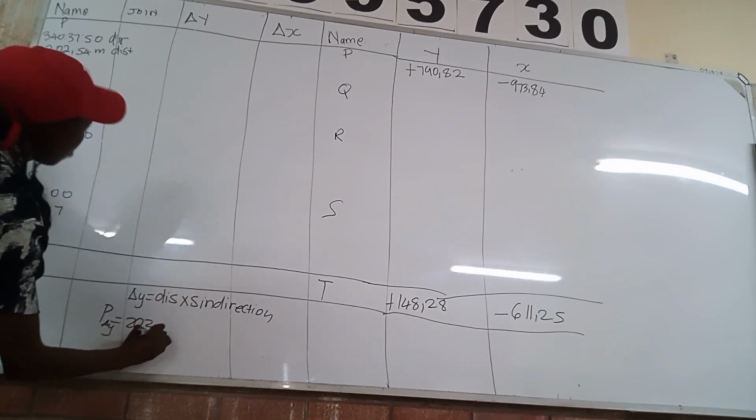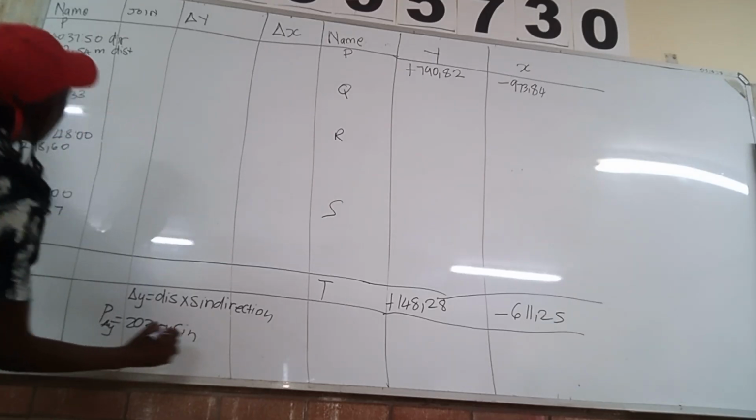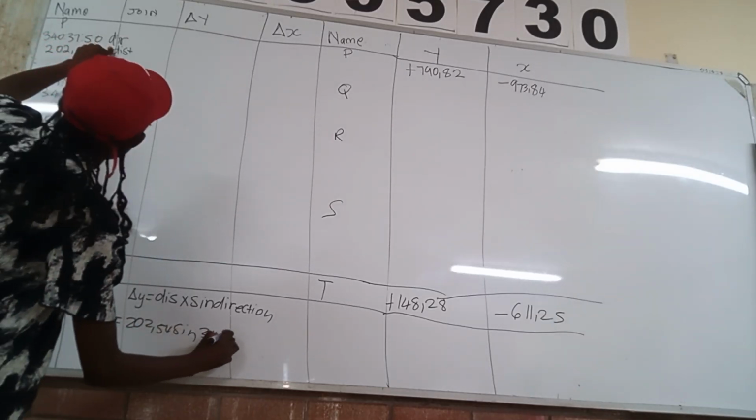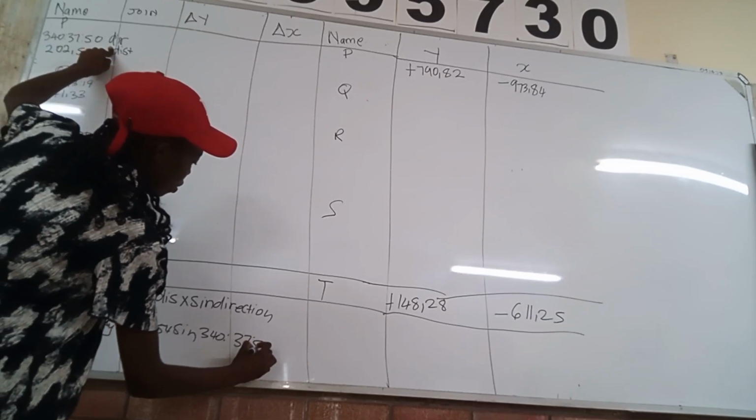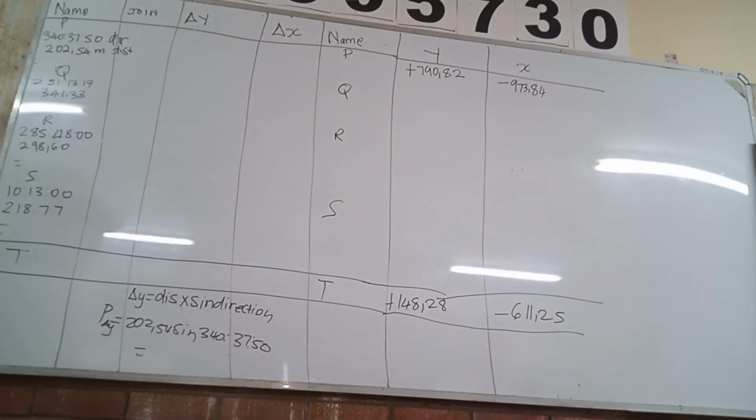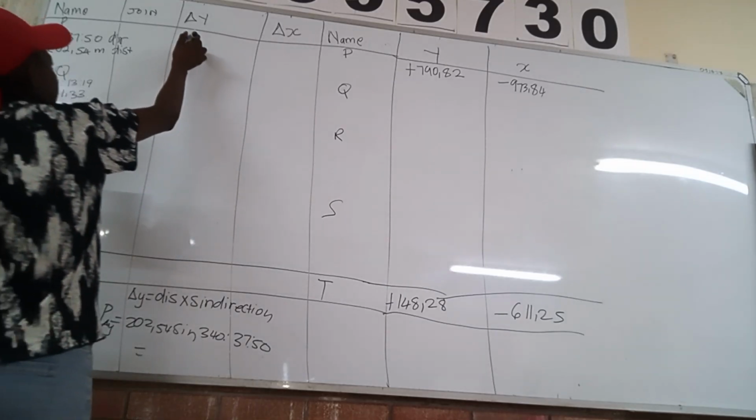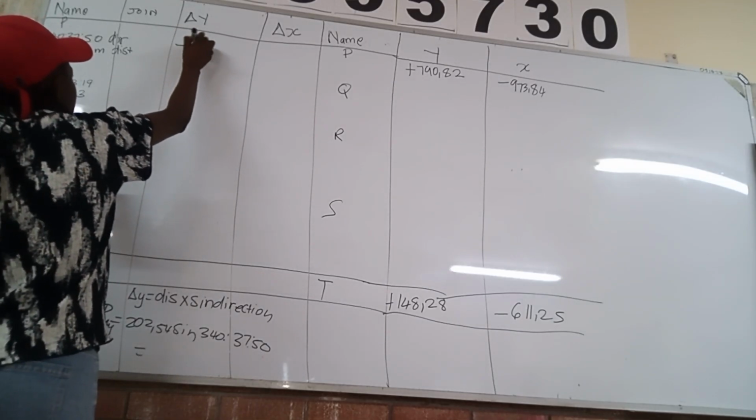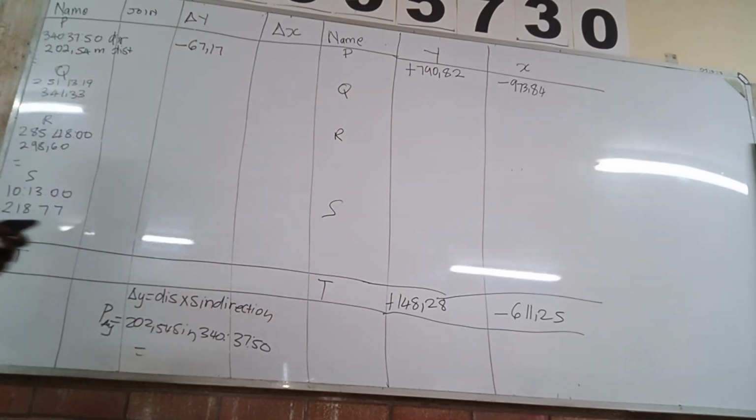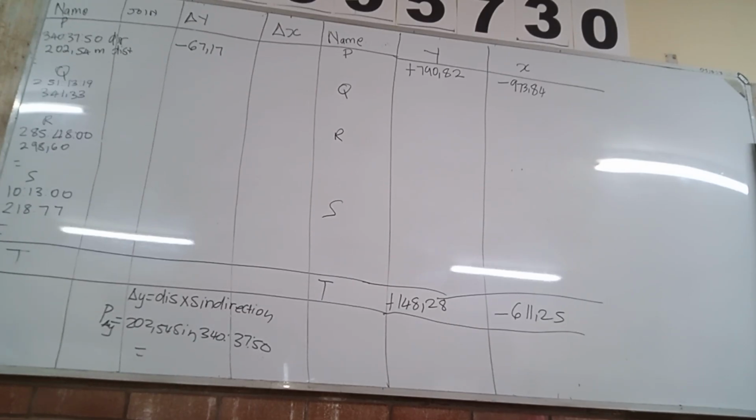It is 202.54. And then sine our direction, it is 340°37'50". What do we get? Let me calculate first. So it is 202.54 sine 340°37'50". I got negative 67.17. So I'll write my negative 67.17 there. Okay, so I'll just write the rest and then resume.